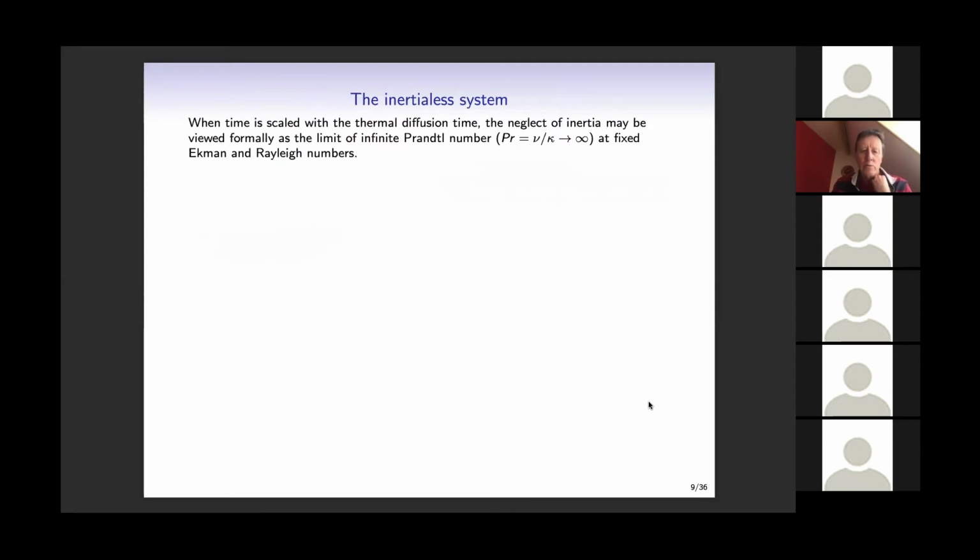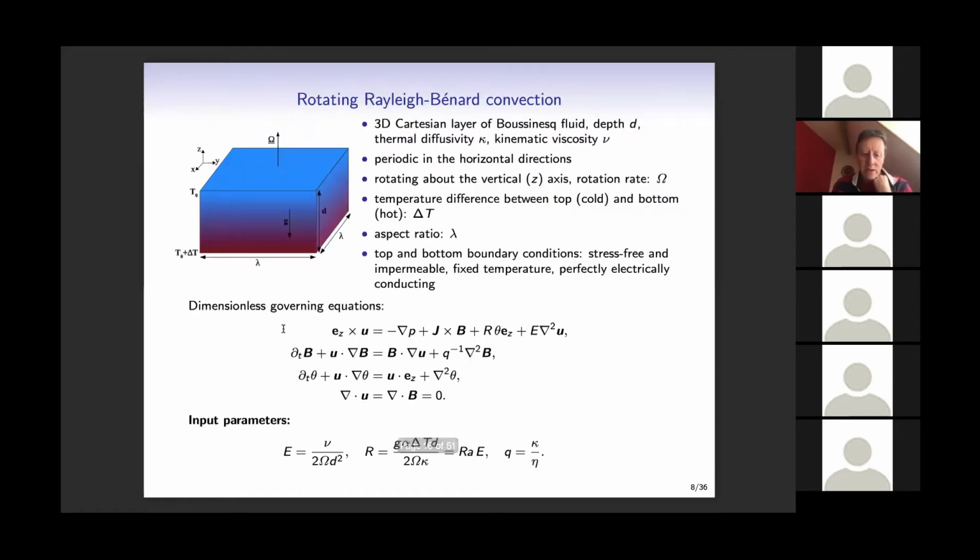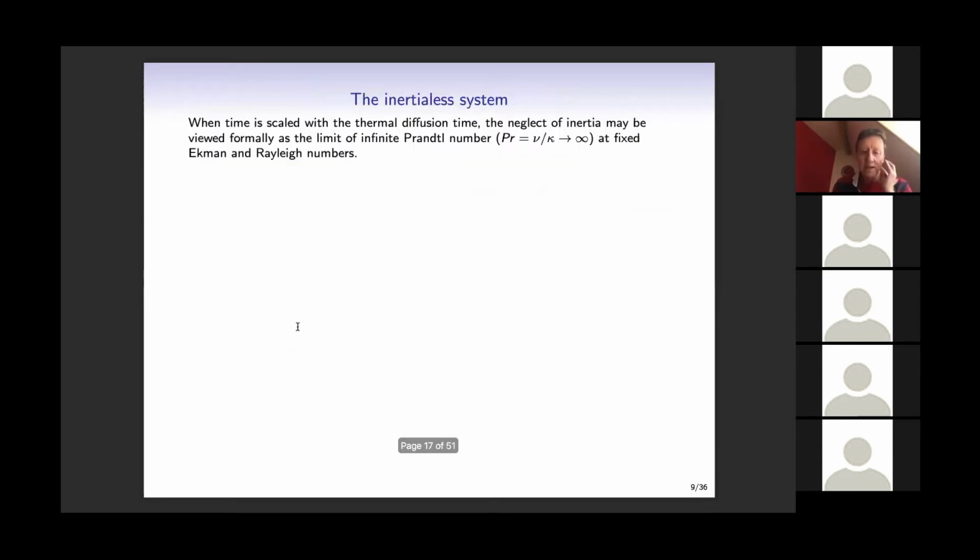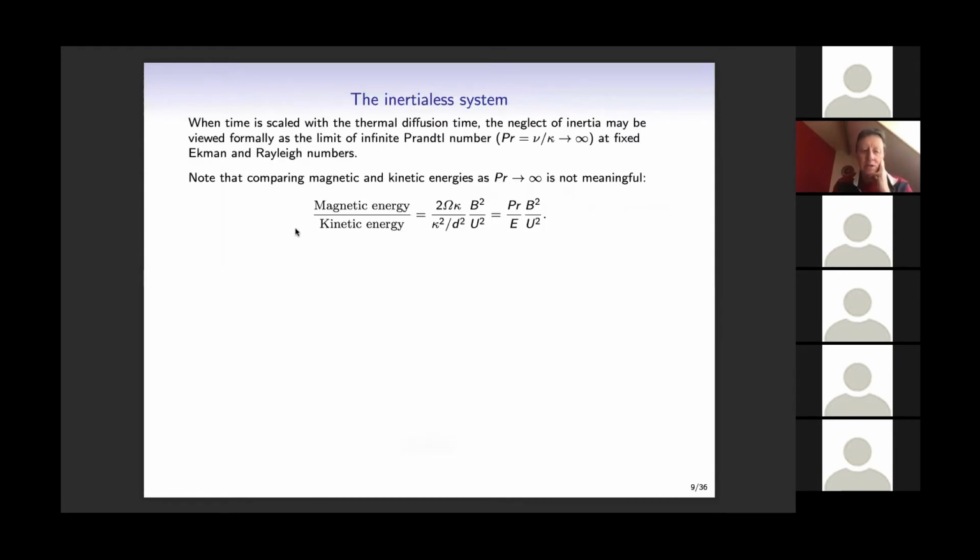So what do you lose by having the inertialess system compared to the full system, the full Boussinesq system? So if you like, you can consider it as infinite Prandtl number. If we had the Prandtl number, it would be 1 over Prandtl number times the Ekman number times the inertia terms in this scaling. So you can think of it as infinite Prandtl number. That's sometimes how it's described.